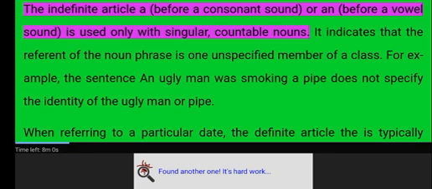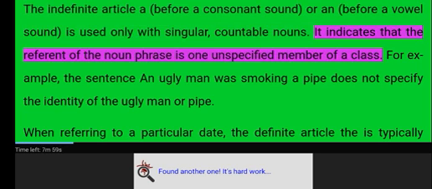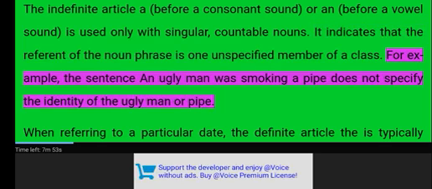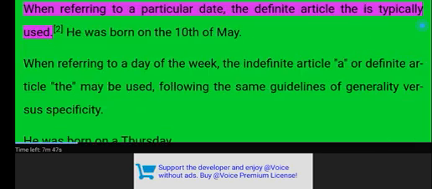The indefinite article "a," or "an" before a vowel sound, is used only with singular, countable nouns. It indicates that the referent of the noun phrase is one unspecified member of a class. For example, the sentence "An ugly man was smoking a pipe" does not specify the identity of the ugly man or pipe. When referring to a particular date, the definite article "the" is typically used.